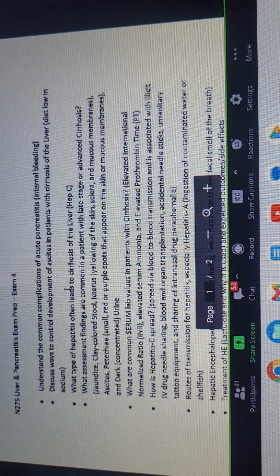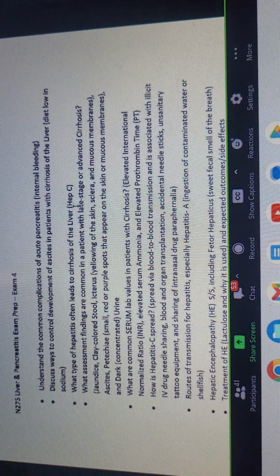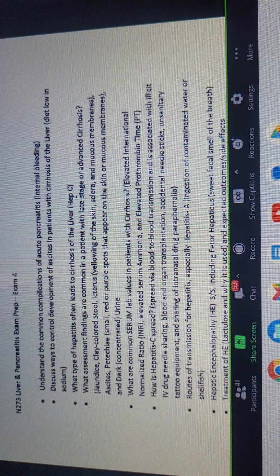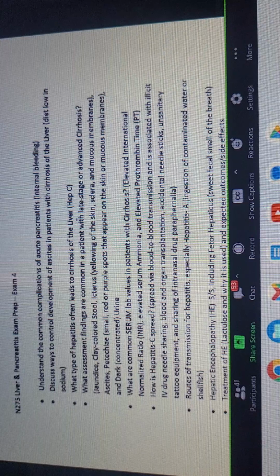What types of hepatitis often lead to cirrhosis of the liver? Well, the biggest one is hepatitis C, is what often leads to cirrhosis.